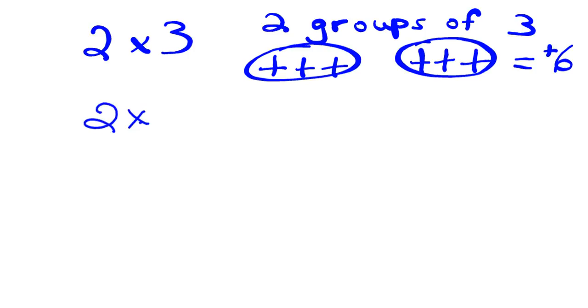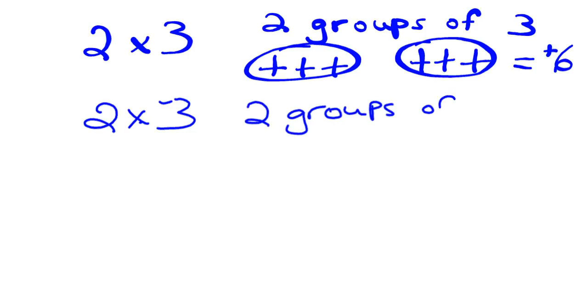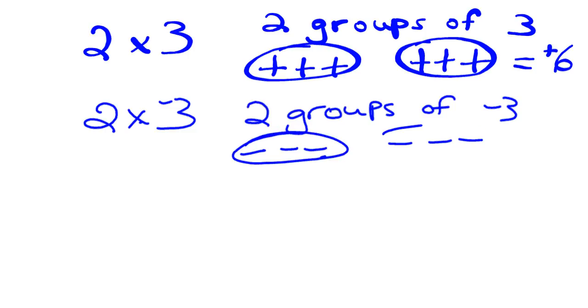Okay, and then I have 2 times -3. So that says 2 groups of -3, or negatives, right? 1, 2, 3, 1, 2, 3. So I have 6 negatives.